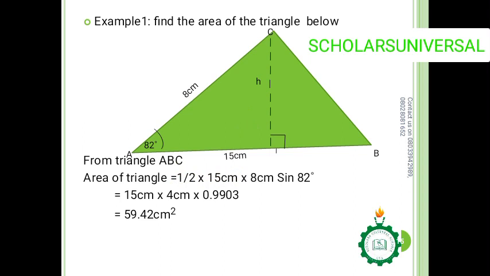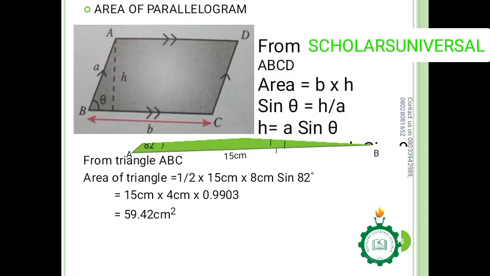When you find the sine of 82 on your four-figure table, or you press your calculator, sine 82, the value is 0.9903. Multiply by this value, and you have 59.42 centimeters square. You can see that this formula is straightforward, because if you want to find your height, you first use Pythagoras rule to find the value of H, and then use the formula for a triangle, which is 1/2 times base times height. But instead, just make use of this formula of 1/2 AC sine beta.